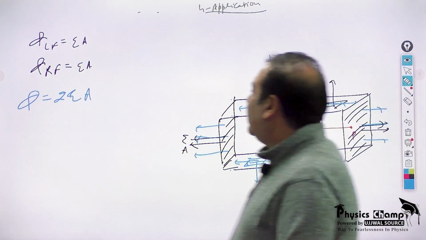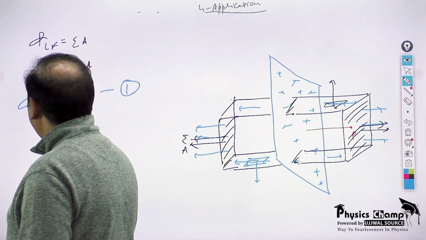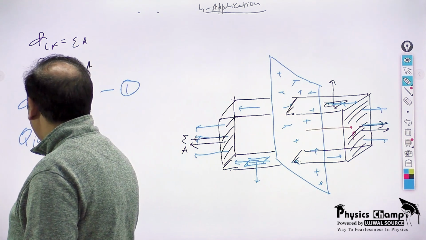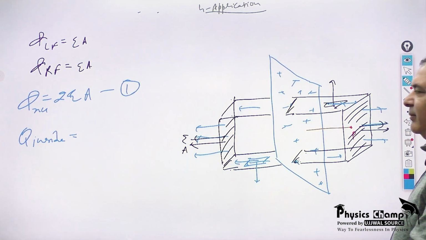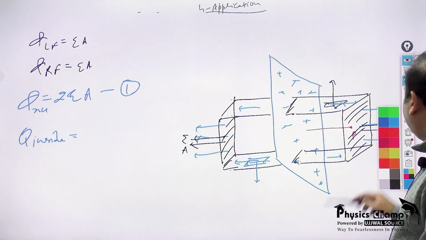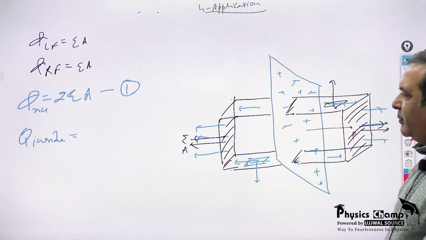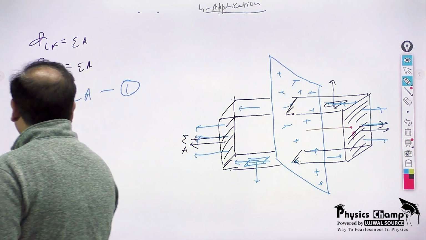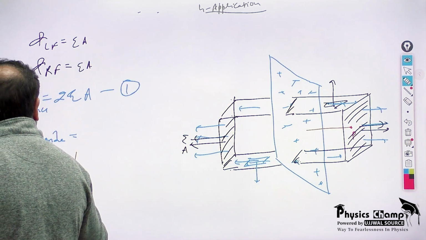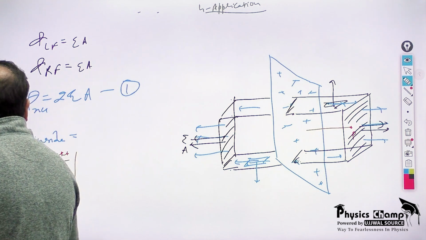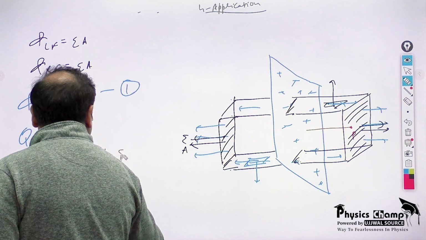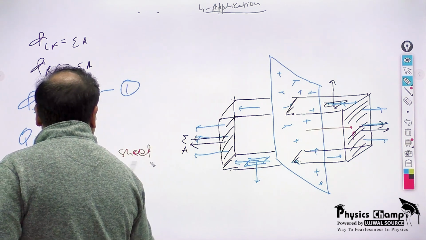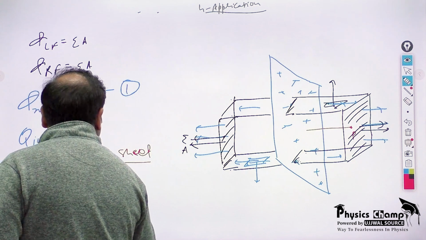So we have obtained total flux, net flux. Now what is charge inside? Now this is interesting here. I have two options to write for the charge inside. In case it is a thin sheet, charge inside is sigma A, and if it is a thick sheet, the charge inside is 2 sigma A.